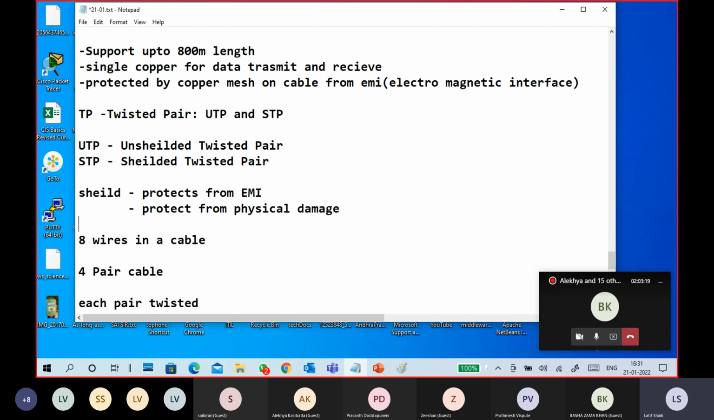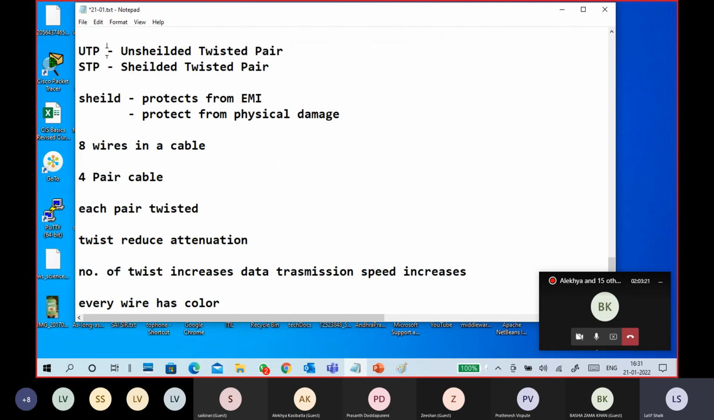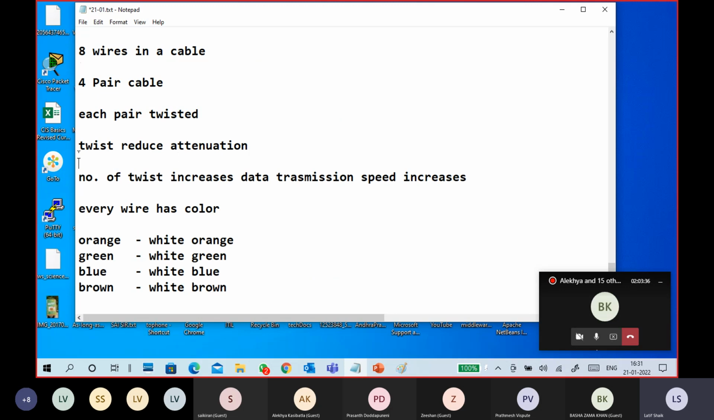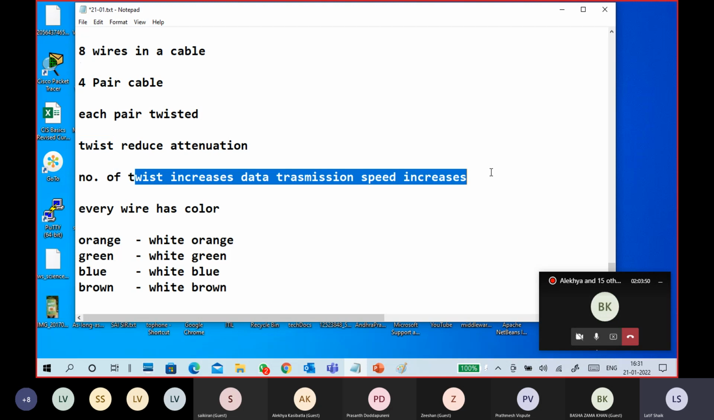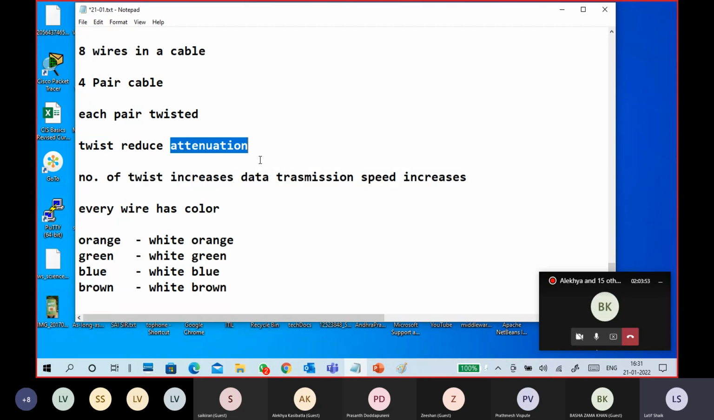Because this cable has no surrounding shield. But we use UTP because the cost is less. UTP's cost is less; STP's weight is more and cost is high. Okay, there are 8 wires in the cable, a 4 pair cable. Each pair is twisted, and the twist is to reduce the attenuation. As the number of twists increases, attenuation is less and data speed is more. Data transmission speed increases because it reduces the attenuation.